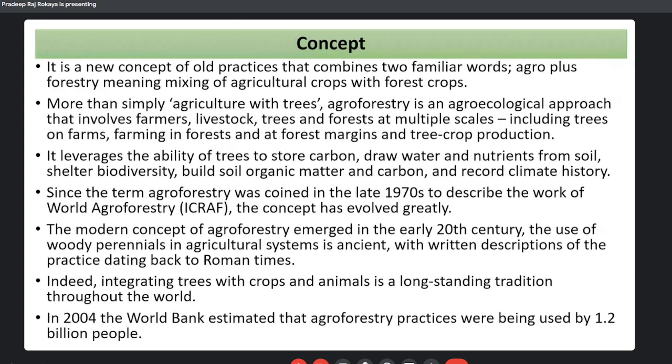That is agroforestry. More than simply agriculture with trees, agroforestry is an agroecological approach that involves farmers, livestock, trees, and forests at multiple scales, including trees on farms, farming in forests, at forest margins, and tree crop production. There are three components: one is agriculture crops, the next is forest crops, and the next is livestock. It combines at least two of the three.